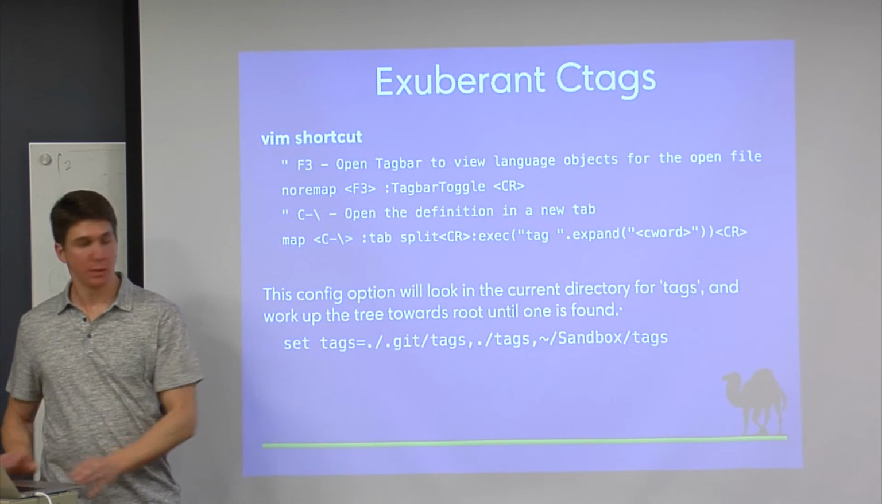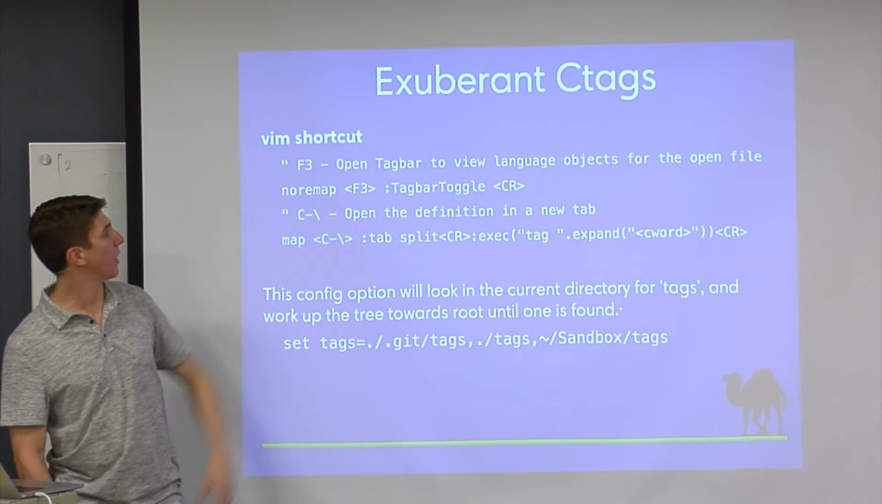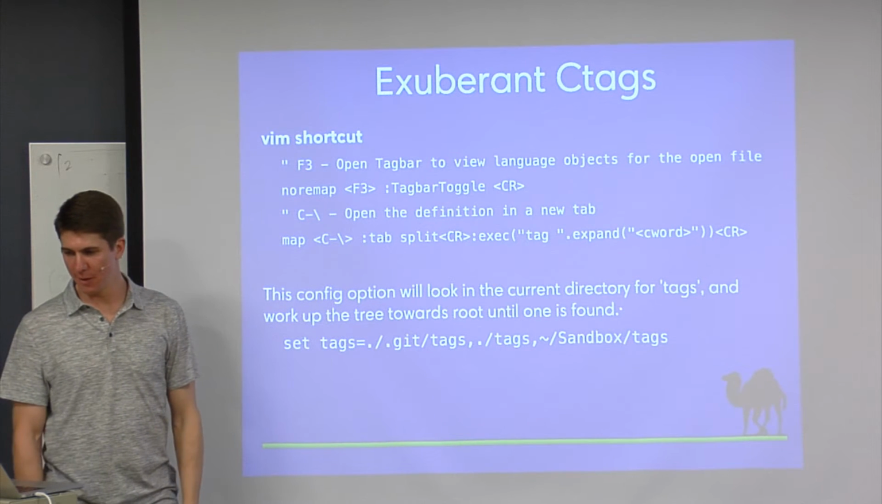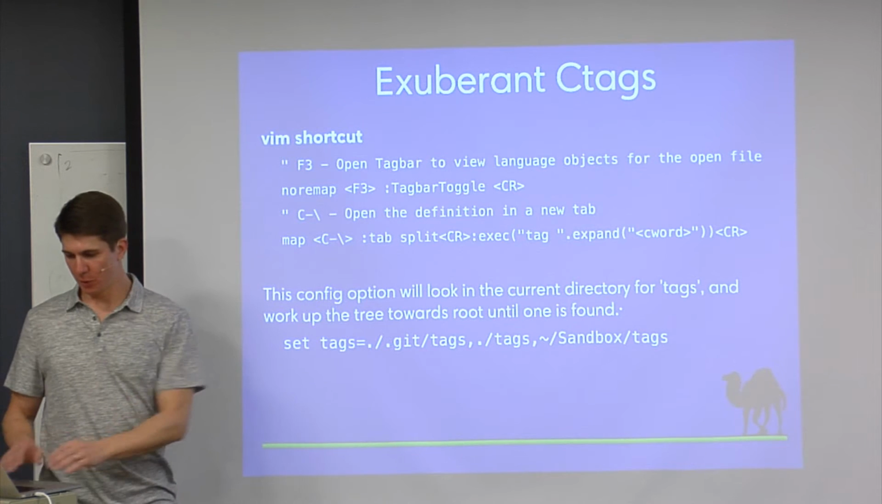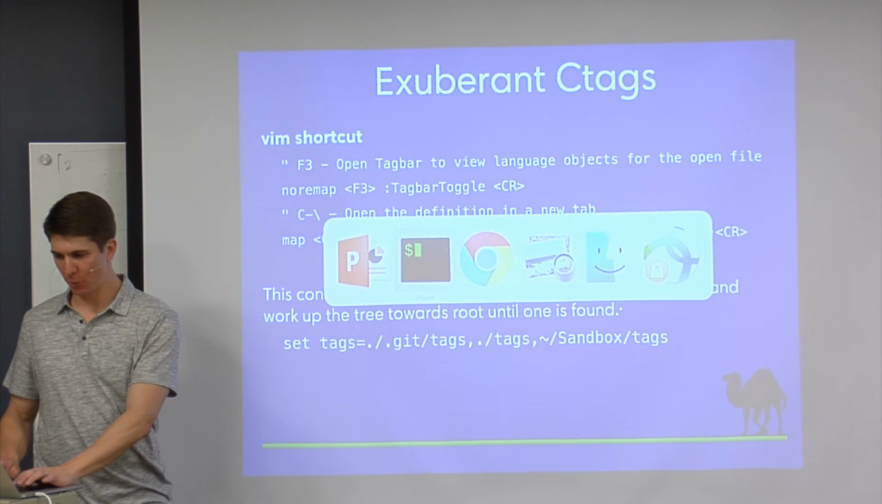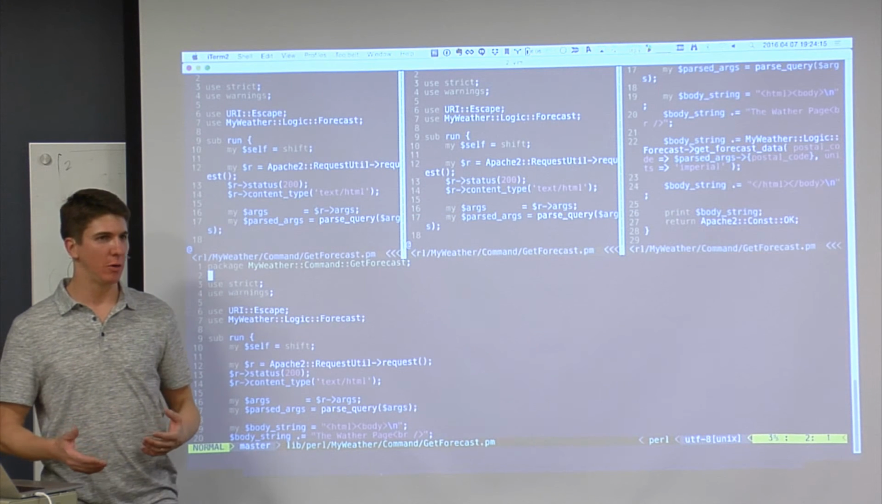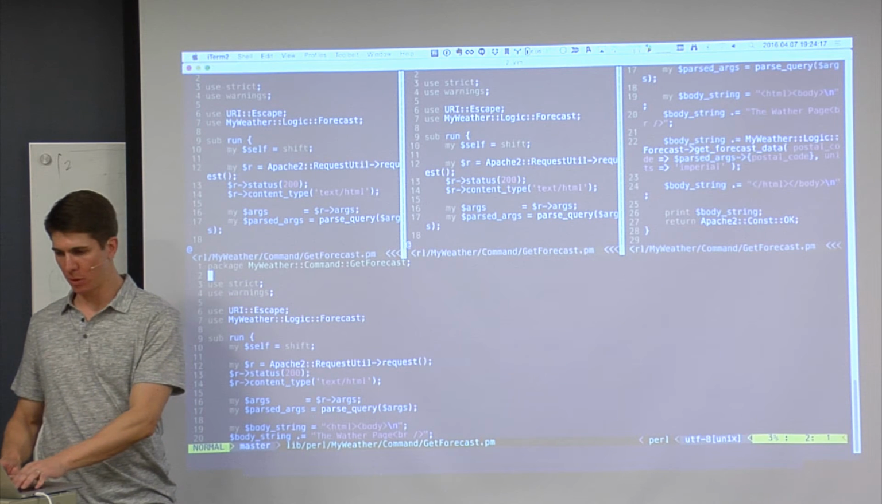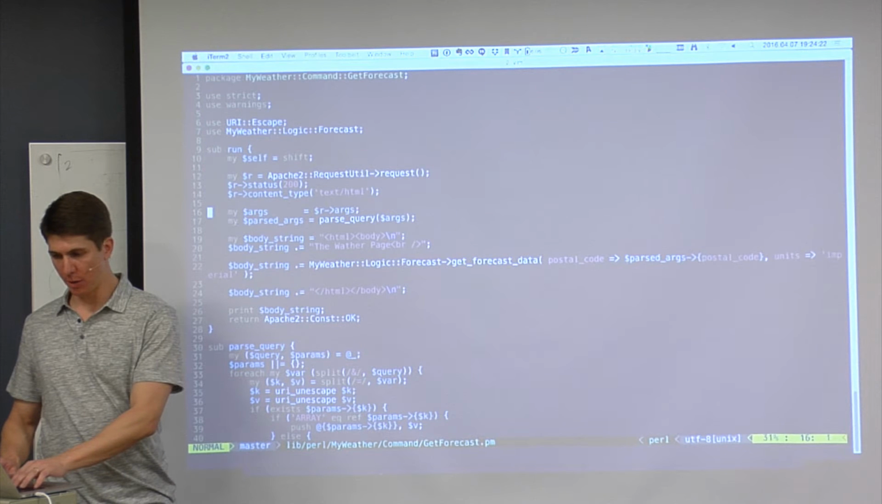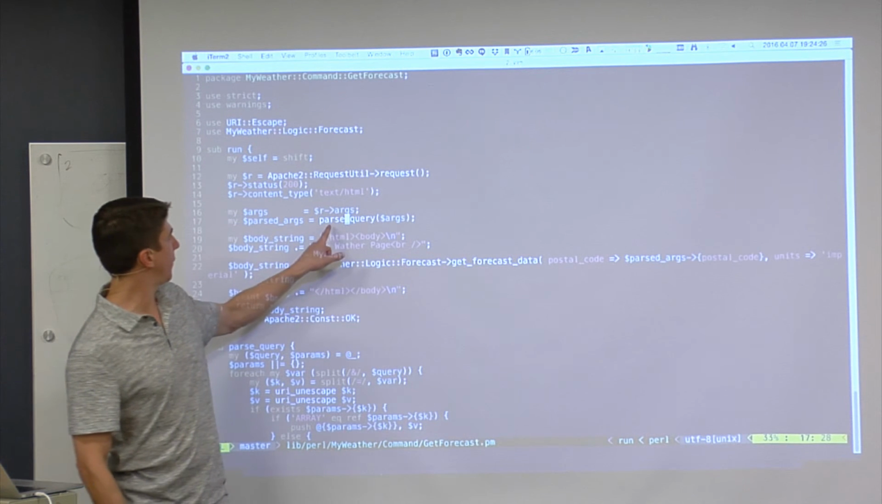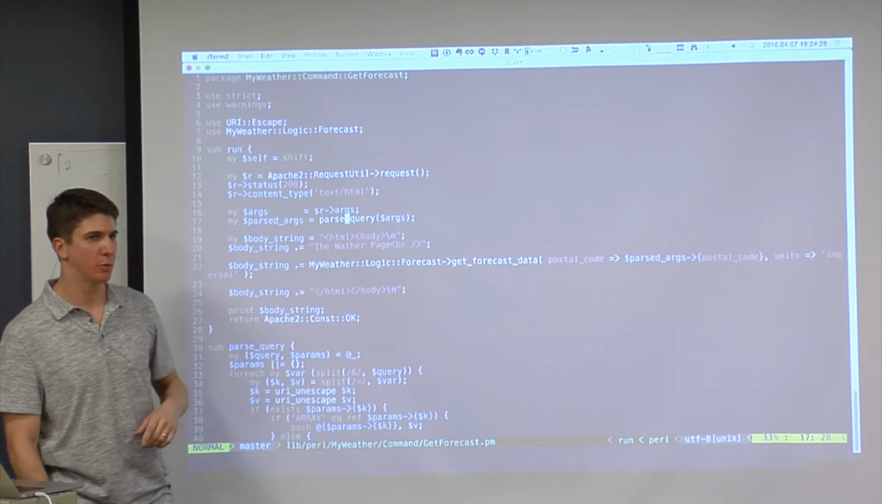So exuberant ctags is the name of the program that creates the tags. Then there's using those tags to get around. If you've written software before and navigated it in an IDE, you know that you can put your cursor on a call to a method, say, here's my parse query call, and say I didn't know where that was.